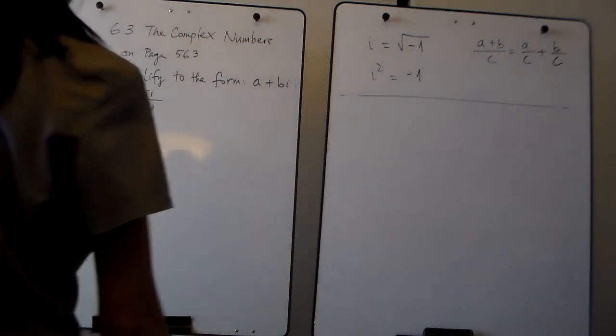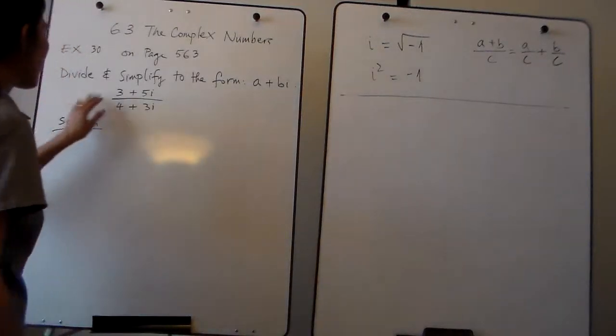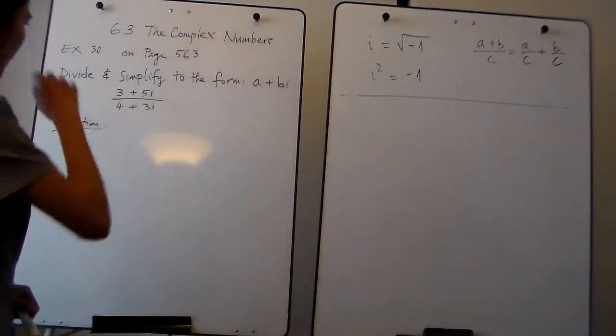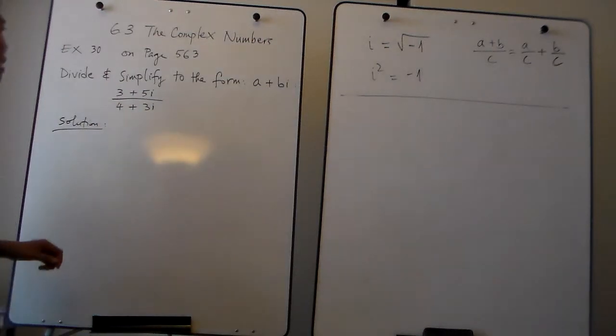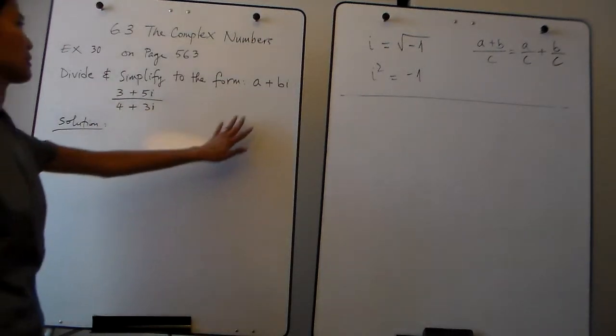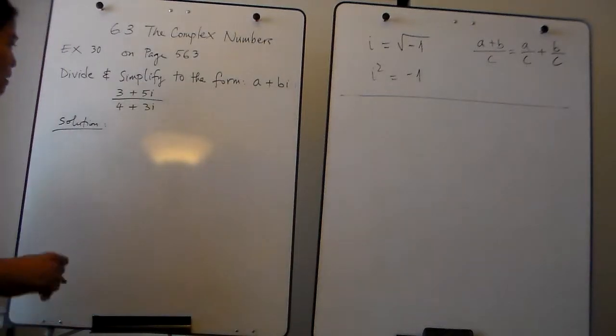Example 30 on page 563. Divide and simplify to the form a plus bi. So we're given the quotient here, and we want to simplify and write the answer as a complex number a plus bi.